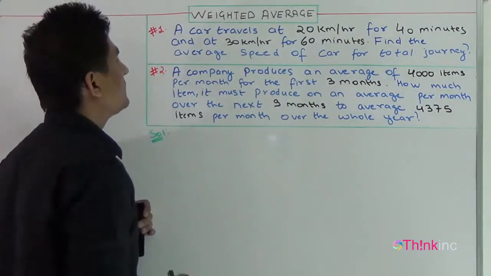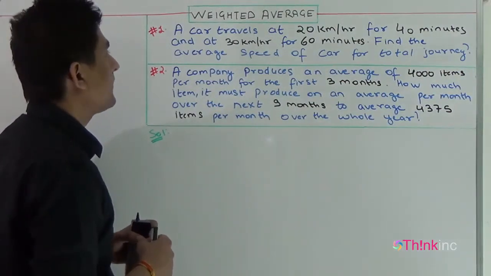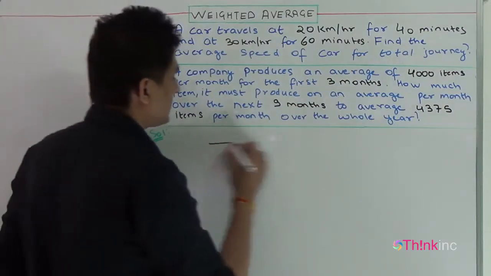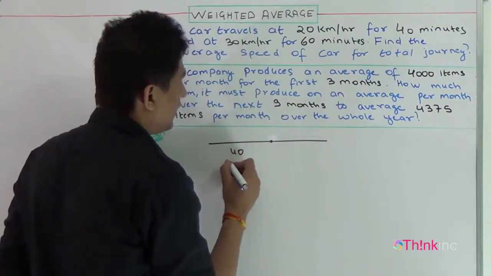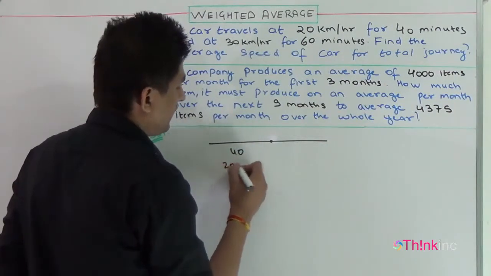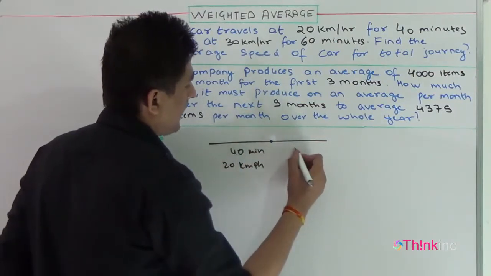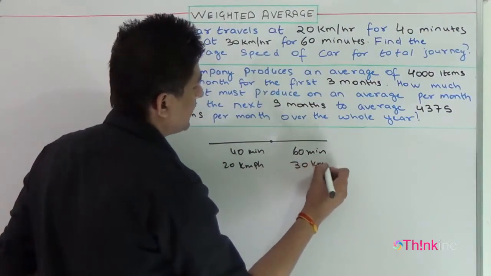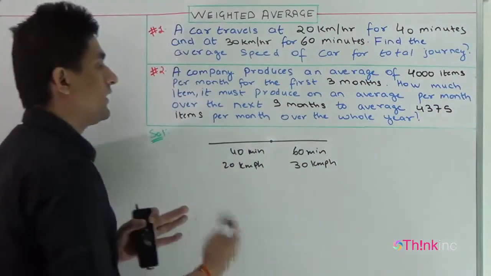Our question is: a car travels at 20 km per hour for 40 minutes and at 30 km per hour for 60 minutes. Find the average speed of the car for the total journey. There is a car and it travels at a speed of 20 kmph for 40 minutes, and for 60 minutes it travels at a speed of 30 kmph. We have to find the average speed of the total journey.